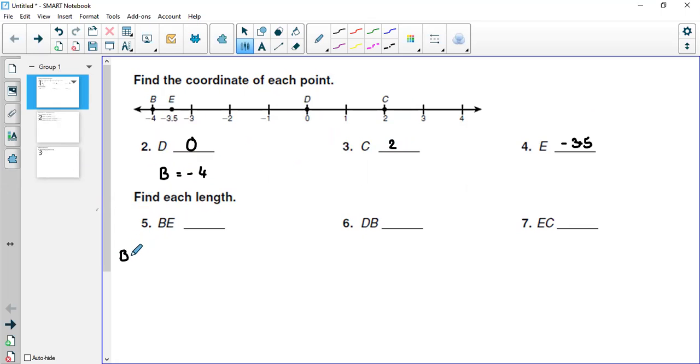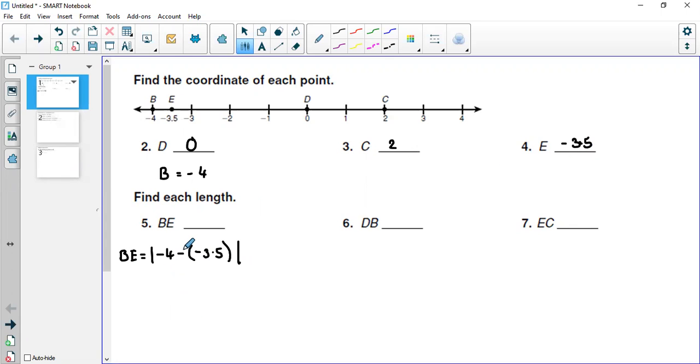So you know the first thing to do. You have to put the length inside the absolute value lines. So B is -4 and E is -3.5. So let's write it down: -4 minus -3.5. Now in the explanation video, I made it clear why the question has this many negatives. That's because one is for the question, which is subtracting, and one belongs to the number.